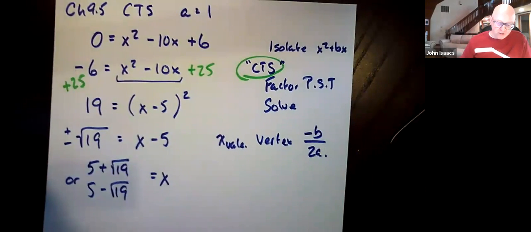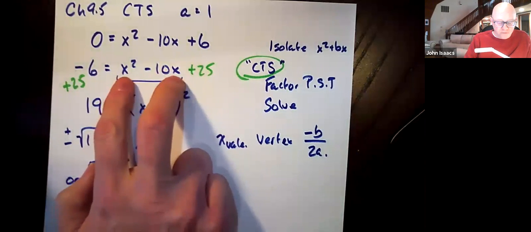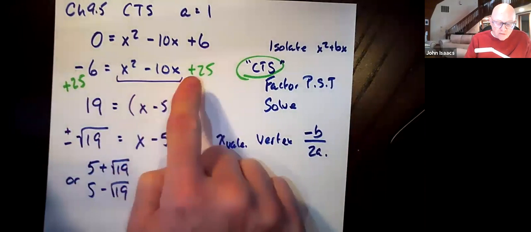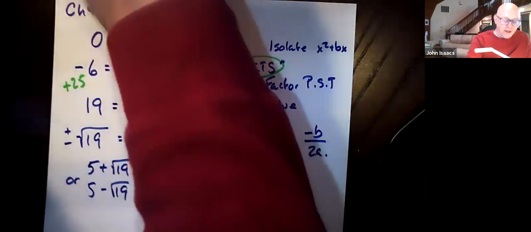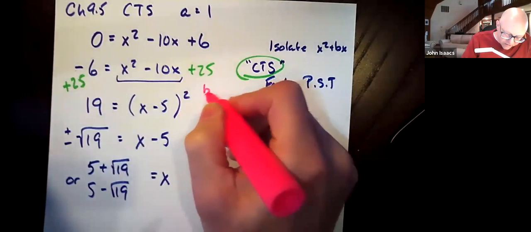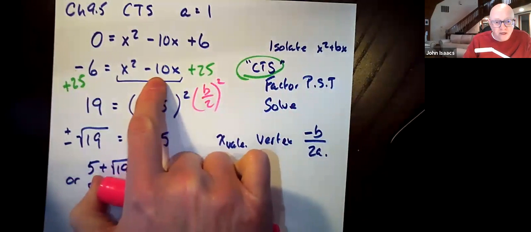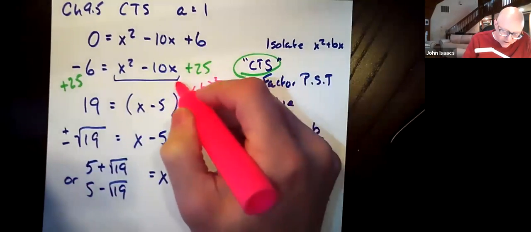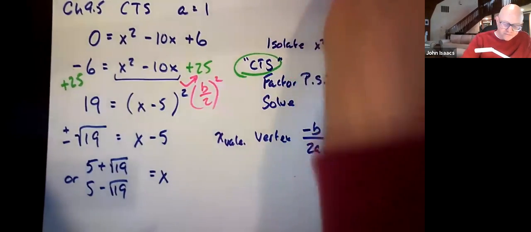So, completing the square. Isolate x squared and x. Move the constant to the other side. That's the way I like to do it. Then complete the square. Find the number that completes the square. That number is b divided by 2, squared. Notice I took negative 10, divided it by 2, and got negative 5, and squared it to get 25. So this number is b divided by 2, squared.